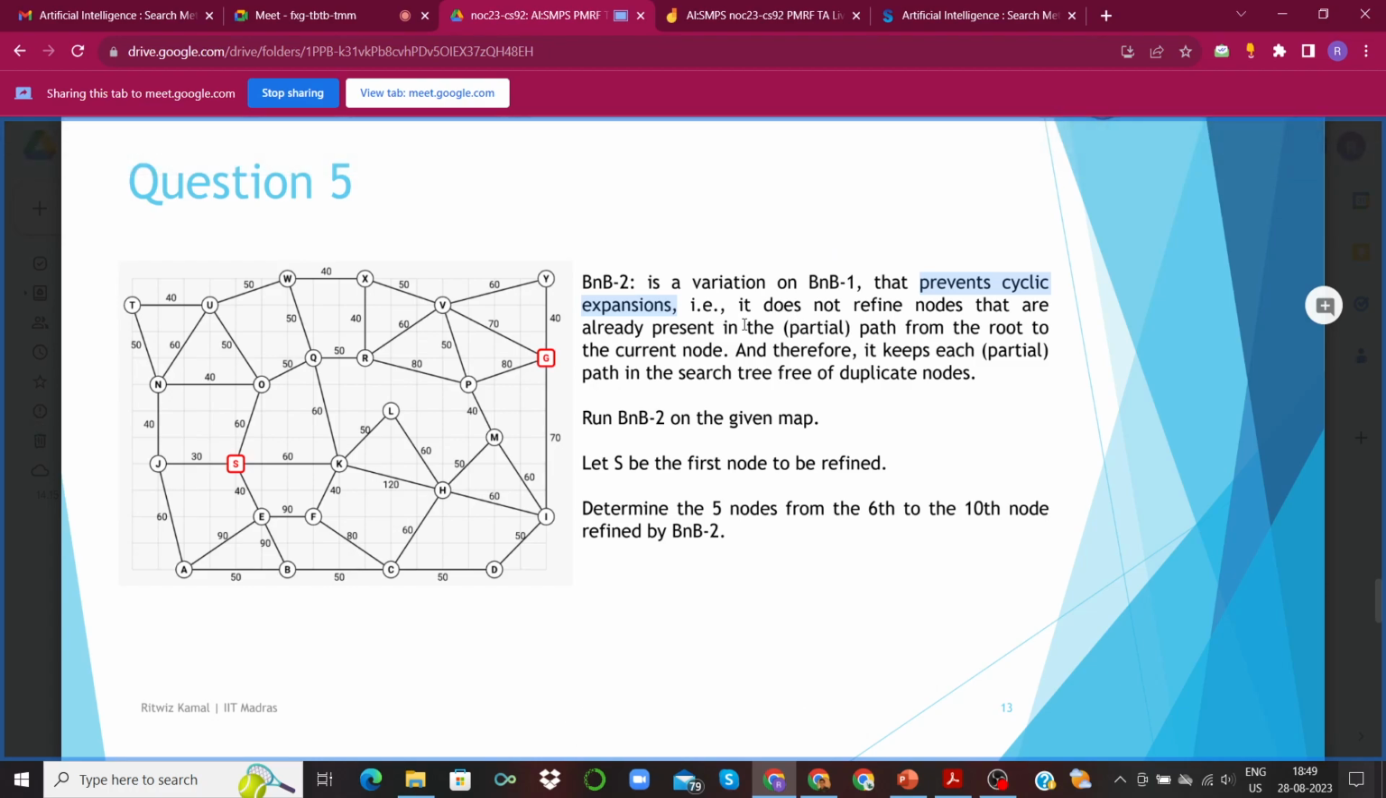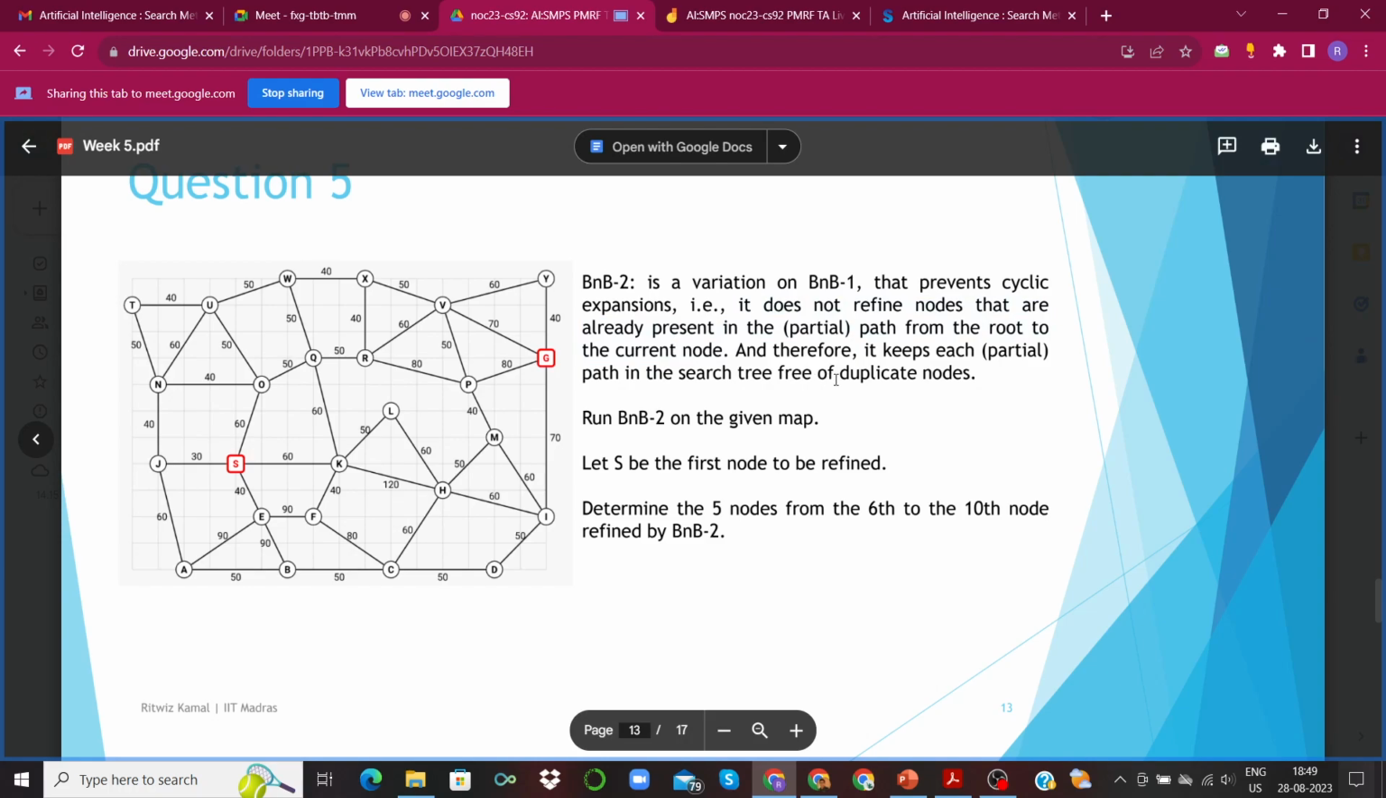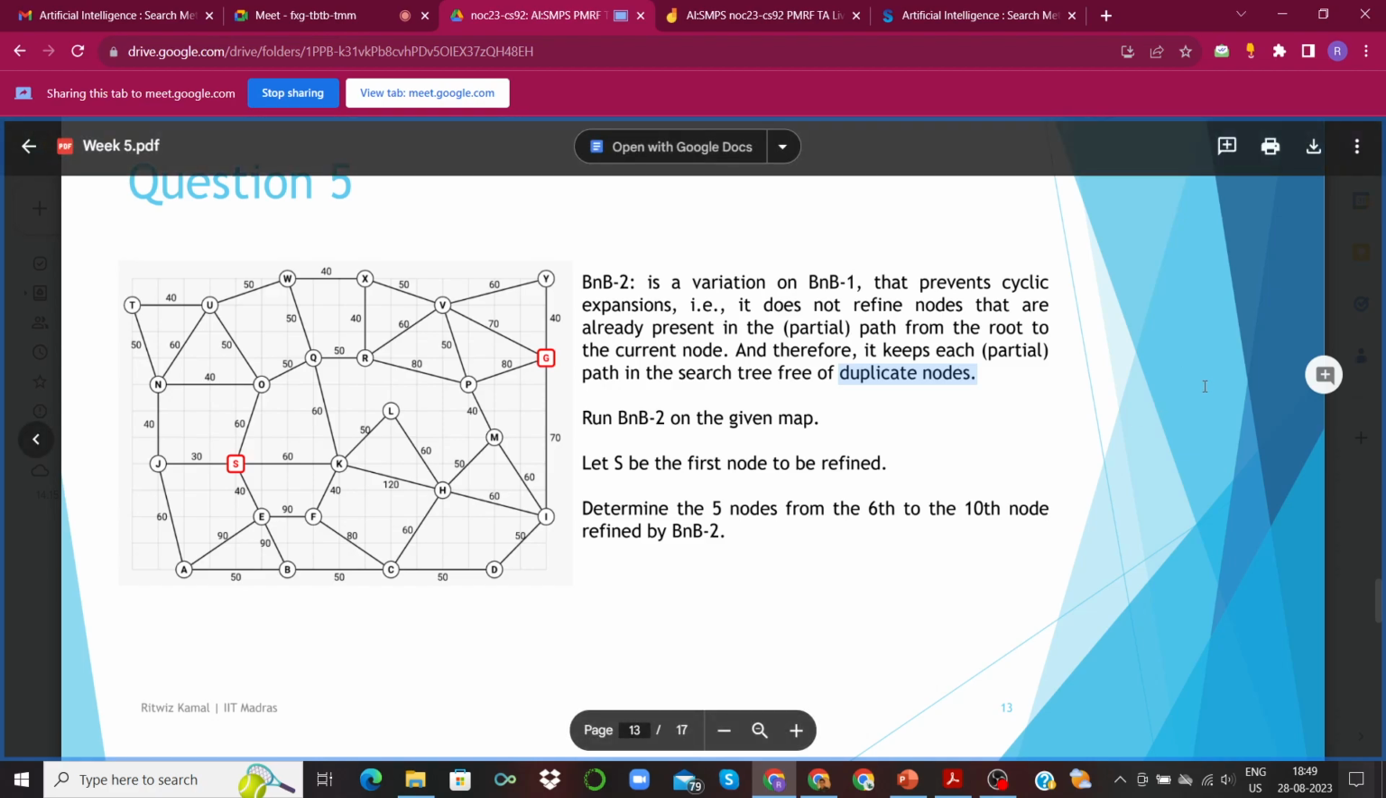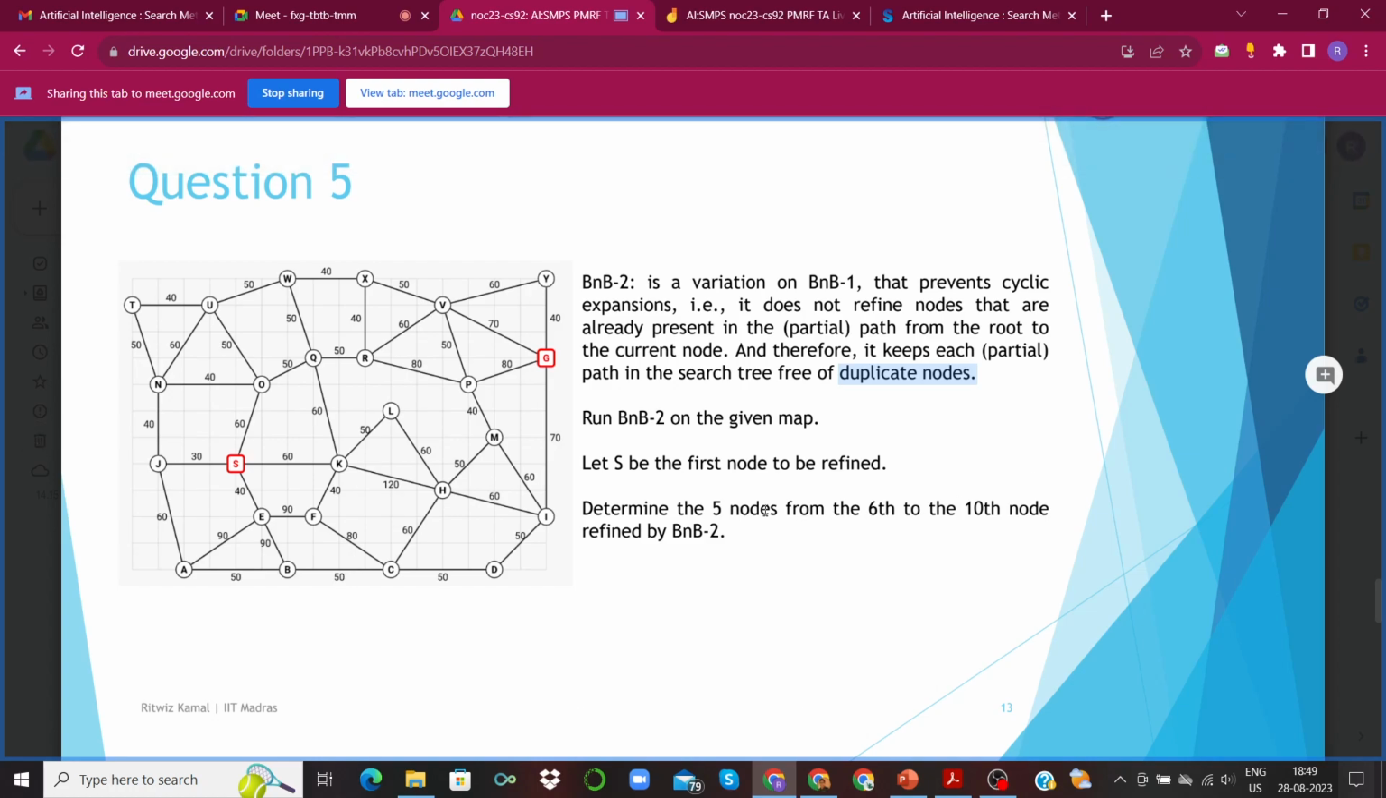Okay, so yeah, it does not refine the nodes that are already present in the partial path from the root to the current node, and therefore it keeps each partial path in the search tree free of duplicate nodes. So we won't have partial paths like SE, SE, SES. Okay, so there won't be repetitions. Otherwise, the whole algorithm remains the same, and we are again asked to return the 6th to 10th nodes that we are going to refine or inspect or explore.